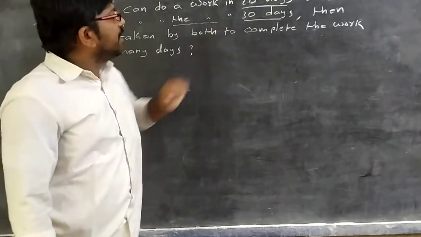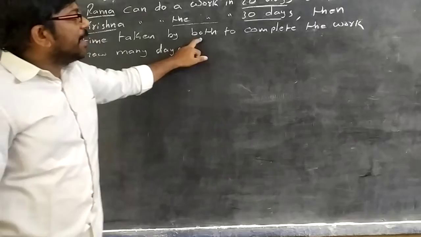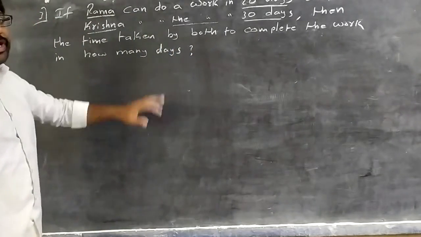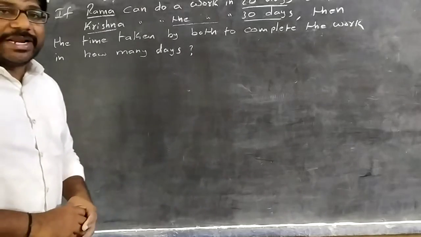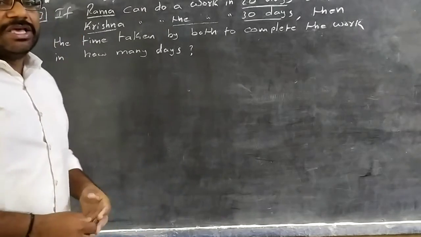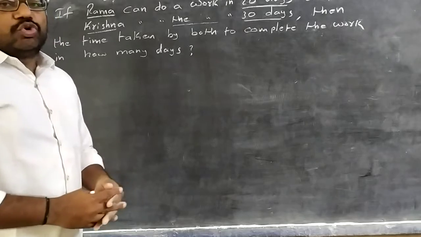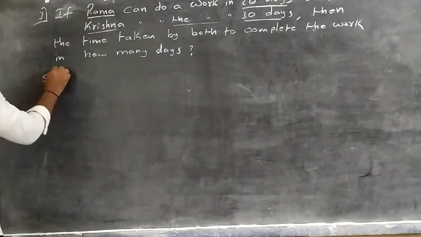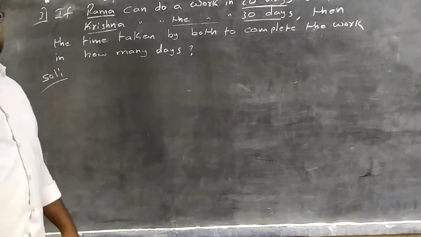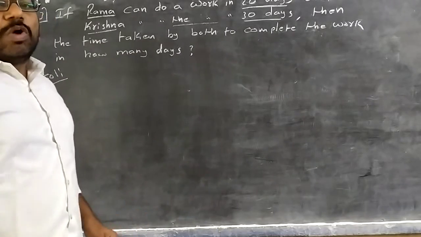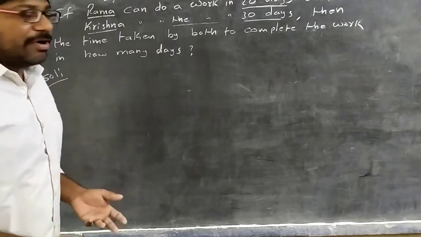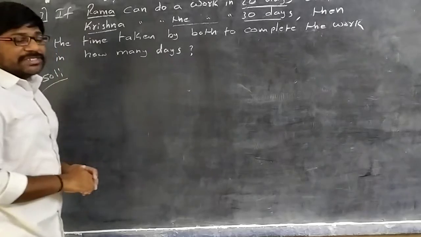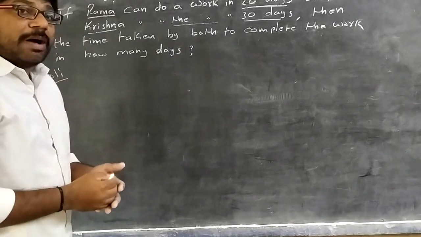The question is the time taken by both Rama and Krishna to complete the work. If both work together, in how many days can they complete it? So, as we already discussed, first we have to convert into one day portion of work. Rama can do a piece of work in 20 days. In 1 day, how much portion does he complete?